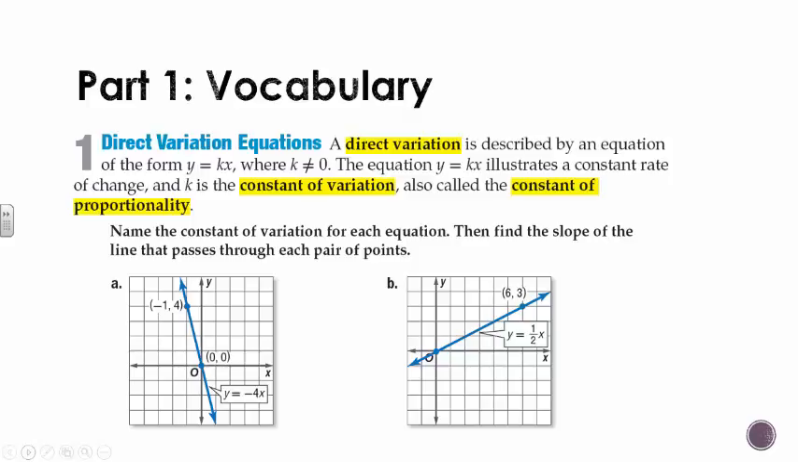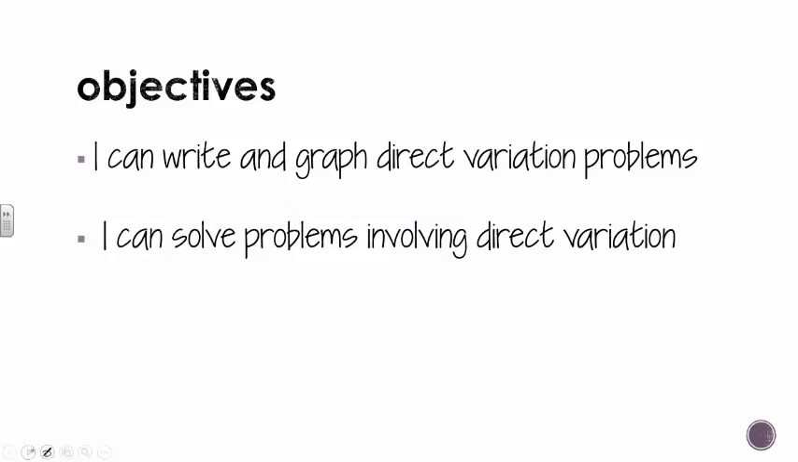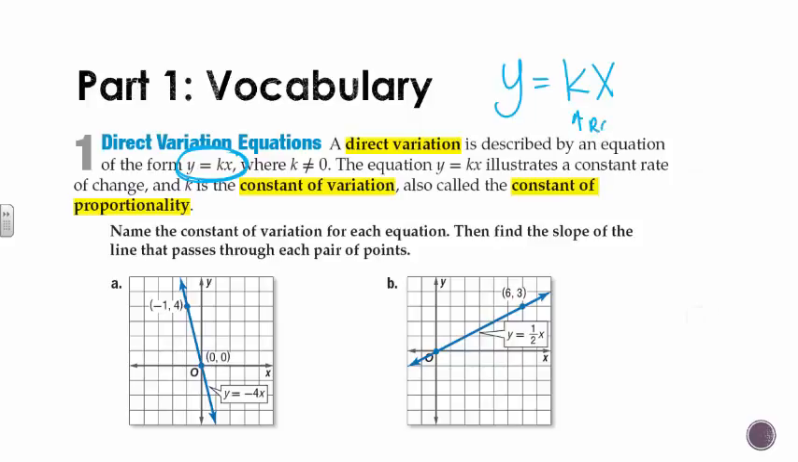Direct variation is described by an equation in the form y equals k times x. K cannot equal 0. So you can have absolutely any number there in the world besides 0. It can be positive, it can be negative, it can be a fraction, it can be a decimal, it can be a whole number. This equation illustrates a constant rate of change. So in the rates of change that we talked about before, this number that you find, right here, is your rate of change.